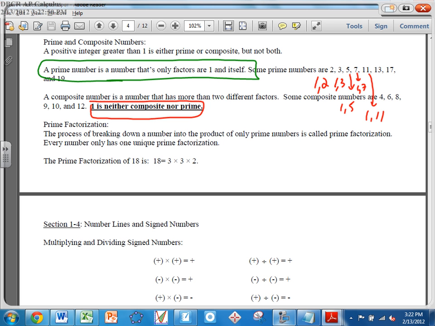A composite number, first of all, has more than just 1 and itself as factors. So any even number is a composite automatically. Again, any even. Now, sorry, I apologize. Not 2. Not 2.